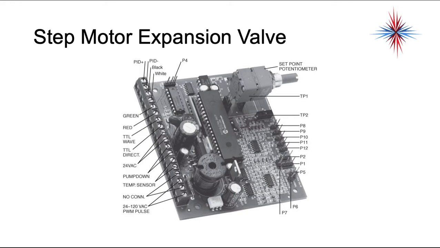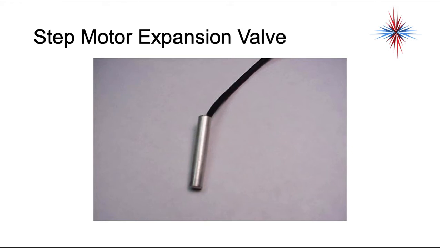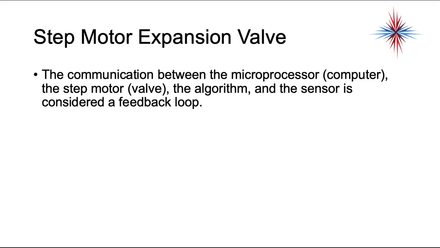You see terminal strips, you see solid-state controls, you have set points, and a set point potentiometer that can be adjusted. So these are solid-state controls. This is the sensing element for that step motor expansion valve, or the EEV. The communication between the microprocessor, the step motor, the algorithm, and the sensor is considered a feedback loop. Same thing as we would find in a direct digital controller DDC system.